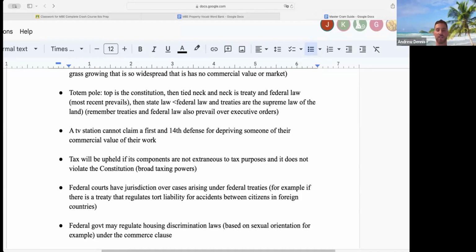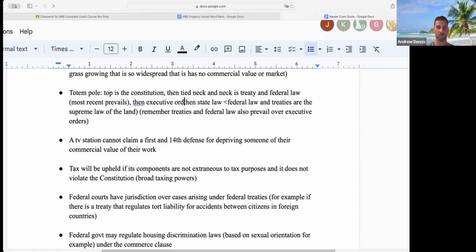So federal law and treaties are the supreme law of the land. Remember, treaties and federal law also prevail over executive orders. So it would go Constitution, then next is treaties and federal law, then executive order, then state law. So that's the totem pole.